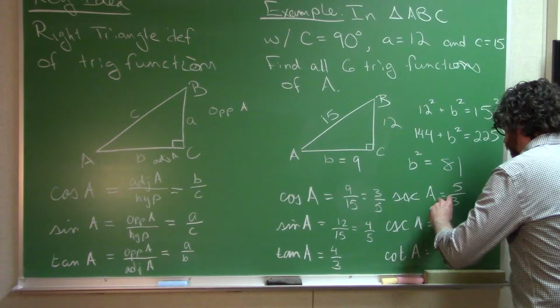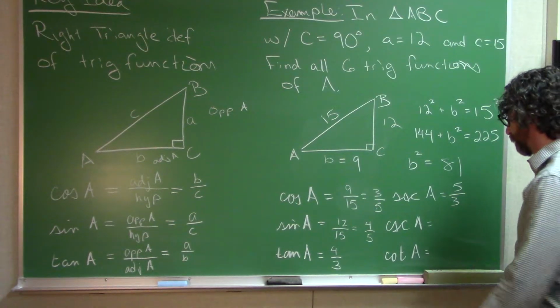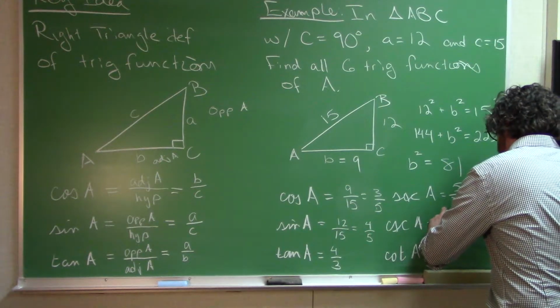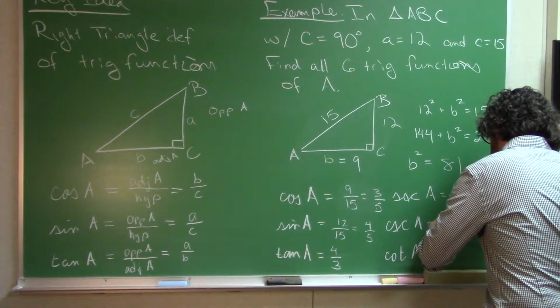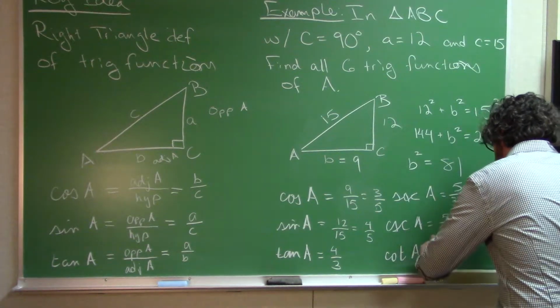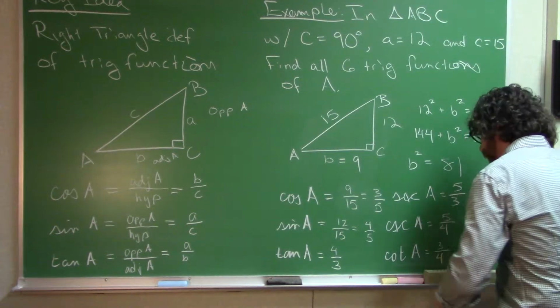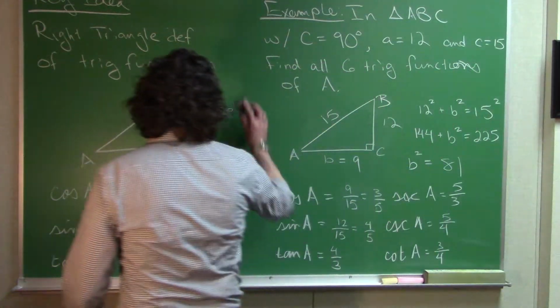Secant of A, 5 over 3. Cosecant of A, 5 over 4. Cotangent of A, 3 over 4.